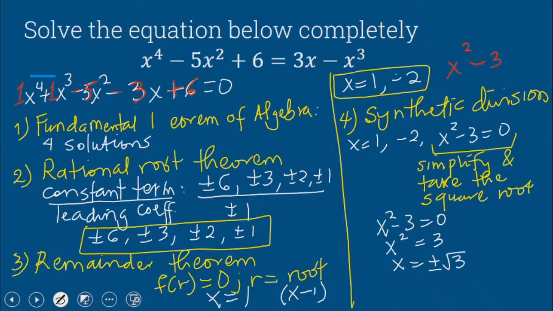Okay. So at the end of the day, the solution of the equation is s equals 1, s equals negative 2, and s equals positive square root of 3 and negative square root of 3. So these are the 4 solutions that we are looking for.